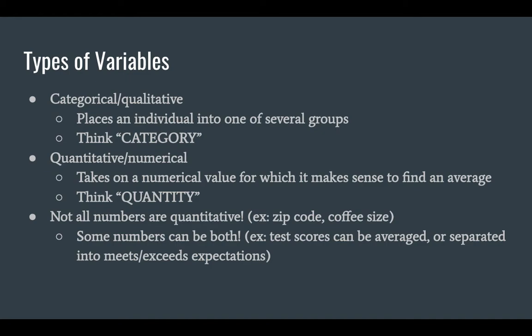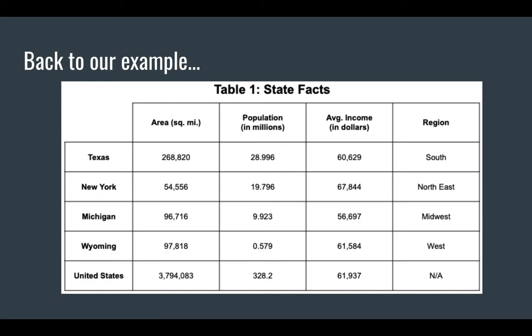So let's go back to our example. We know that the top row describes our variables. There's an obvious categorical variable. We know that the region is not numerical. I cannot find an average region for these states or these locations. The other three are all numerical. So we need to think, are these things I would find an average for? Well, yeah, we could find an average size of states.